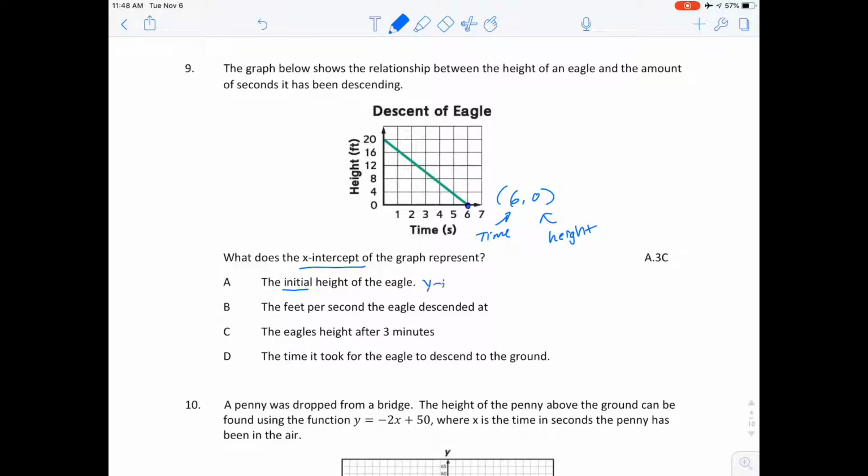Well, that would be the y-intercept, so it cannot be A. B says feet per second. That would be talking about the slope. So it's not that one. C says the eagle's height after 3 minutes. Well, we're not even dealing with minutes for one thing, so it's definitely not C. D says the time it took for the eagle to descend to the ground. Yeah, it took him 6 seconds to get to the ground, so that one makes complete sense. That is our x-intercept, because when he's at the ground, he's 0 feet.